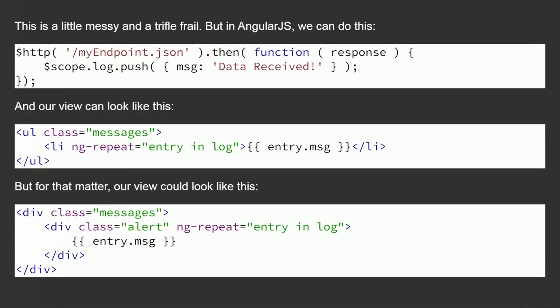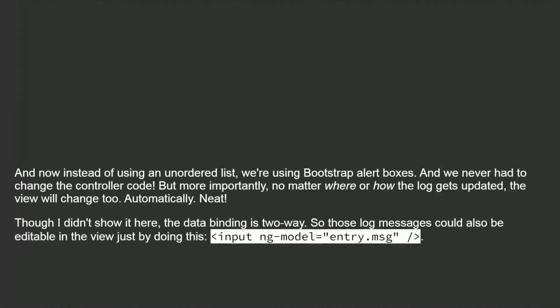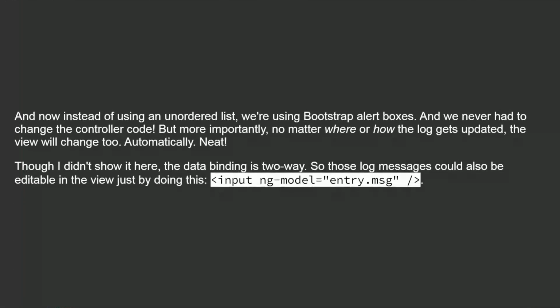And our view can look like this. But for that matter, our view could look like this. And now instead of using an unordered list, we're using Bootstrap alert boxes. And we never had to change the controller code. But more importantly, no matter where or how the log gets updated, the view will change too. Automatically. Neat. Though I didn't show it here, the data binding is two-way. So those log messages could also be editable in the view just by doing this.